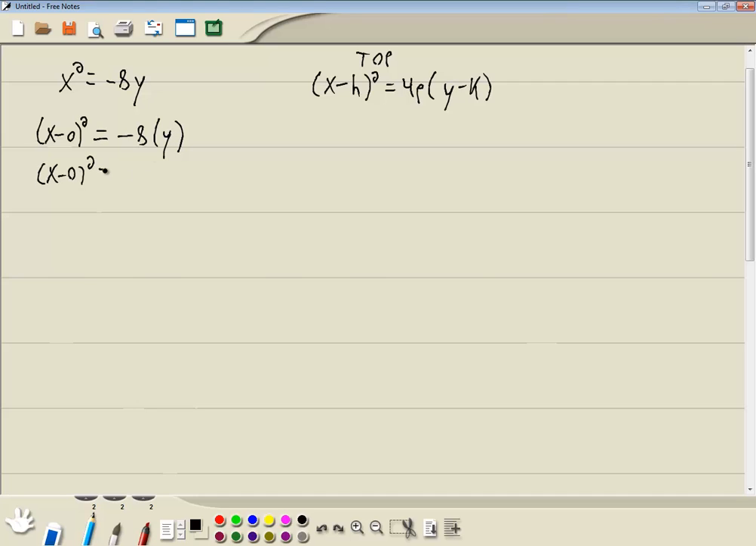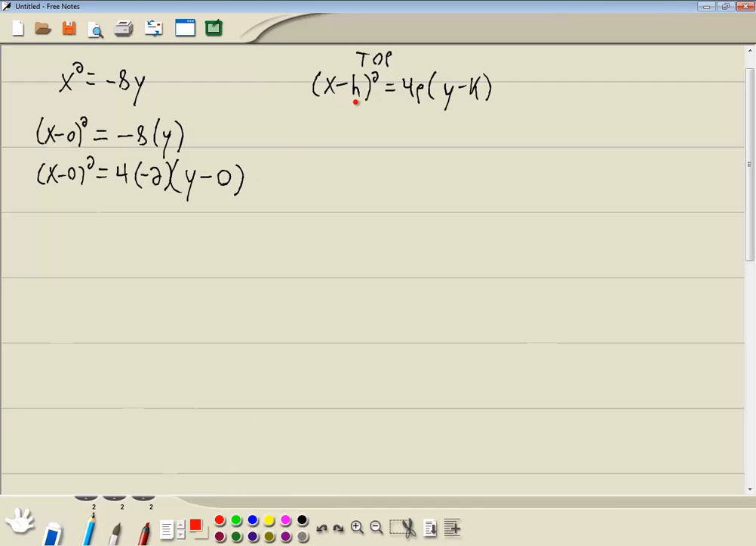So then we've got (x minus 0) squared, and we want to rewrite negative 8 as 4 times something. This one's pretty easy: 4 times negative 2. And the y, we want it to be y minus or y plus a number. And if you just have a single variable, you can always do y minus 0. Now this is in standard form.